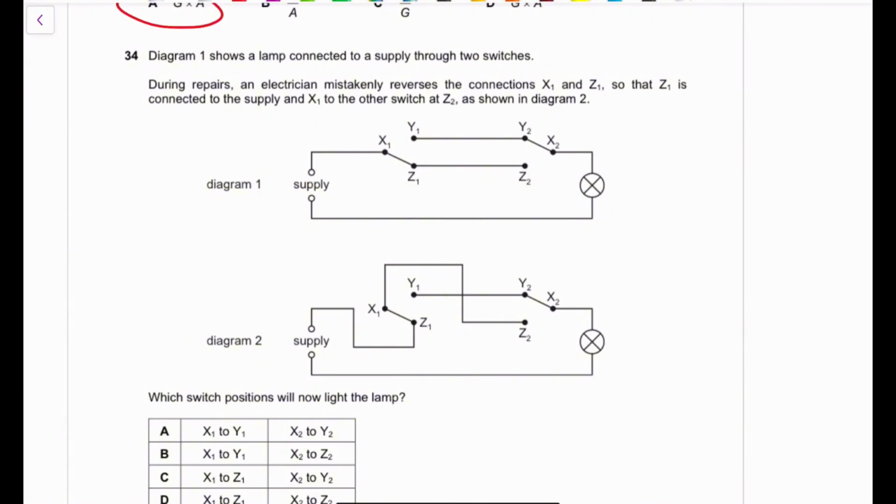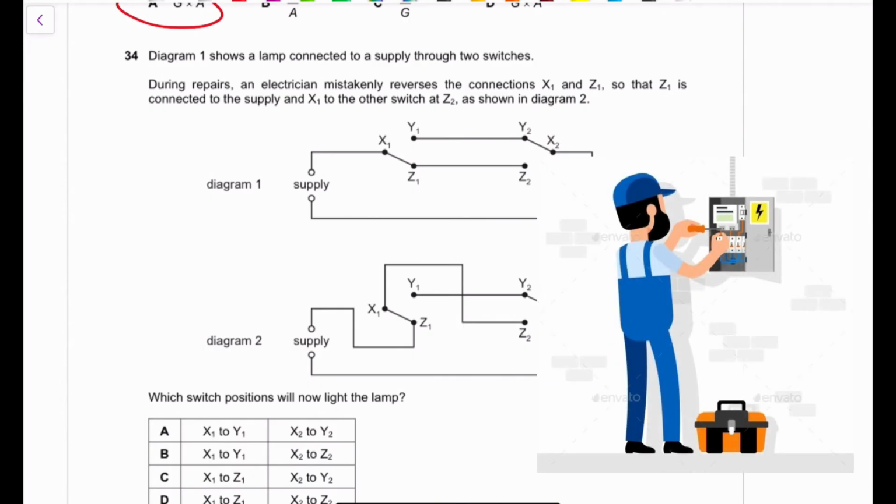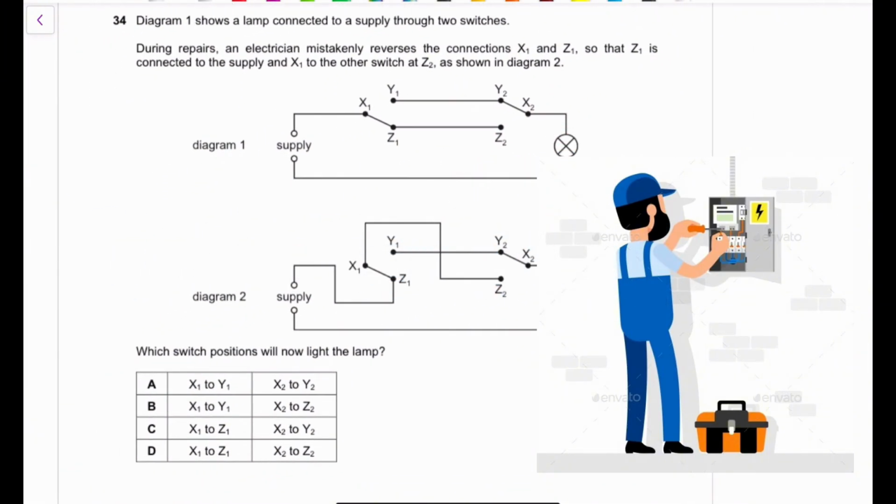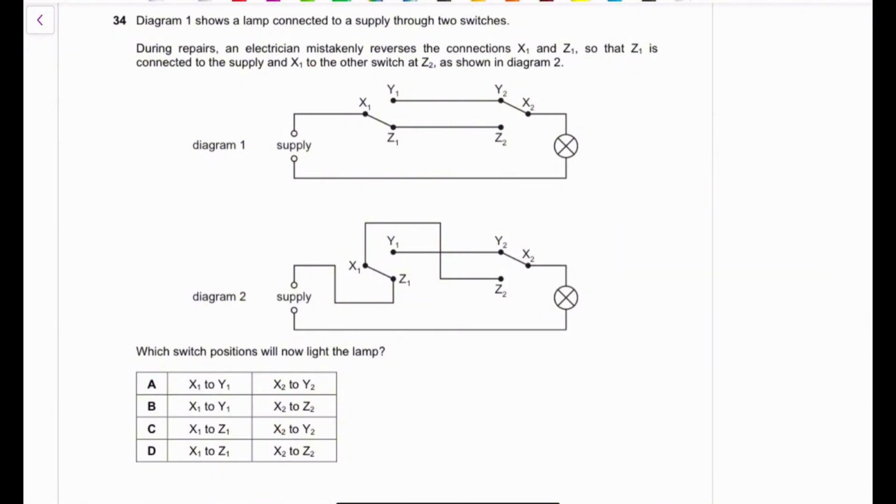Diagram 1 contains a lamp connected to a supply through two switches. During repairs, our electrician is going to come and reverse the connection X1 and Z1, so that Z1 is connected to that supply like this, and X1 to the other switch at Z2, which is something like here. So we have those two connections as shown in diagram 2. Which switch positions will now light the lamp?